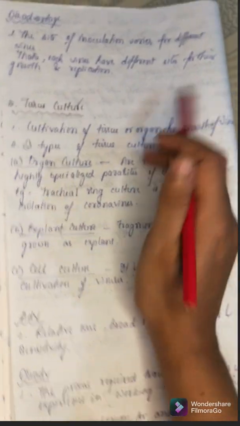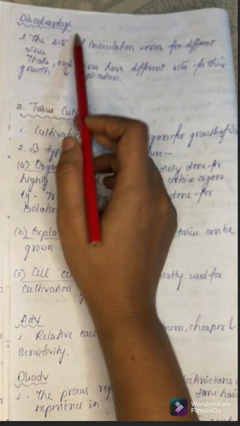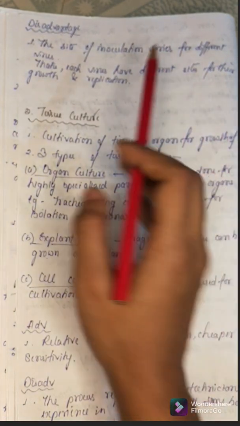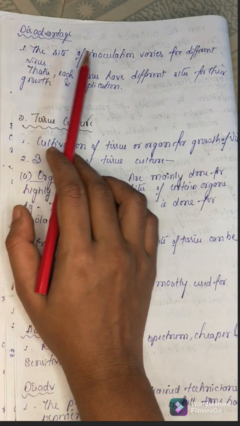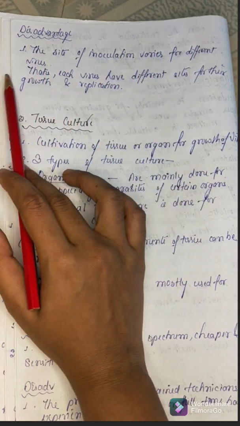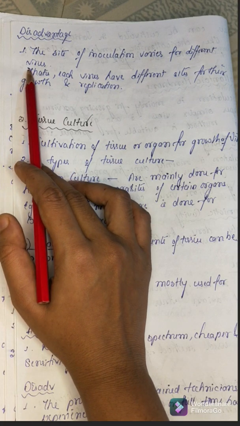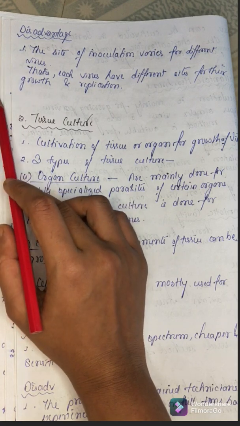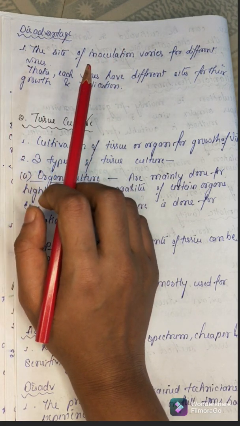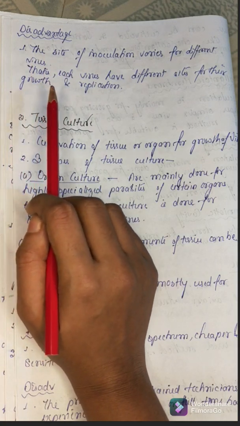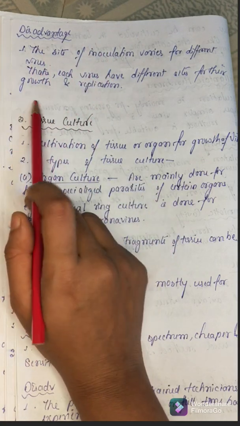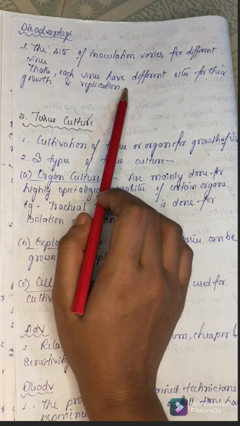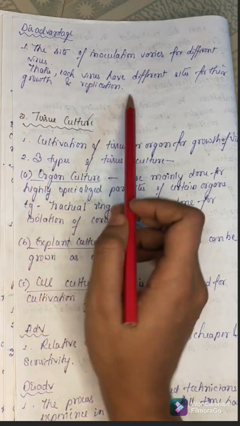Now we see the disadvantages of this method. The site of inoculation varies for different viruses. So for different viruses, we use different parts of the embryonated egg, like sometimes the allantoic site, sometimes the yolk sac, sometimes the amniotic cavity. So these are the various sites of inoculation of different viruses. Each virus has a different site for its growth and replication.